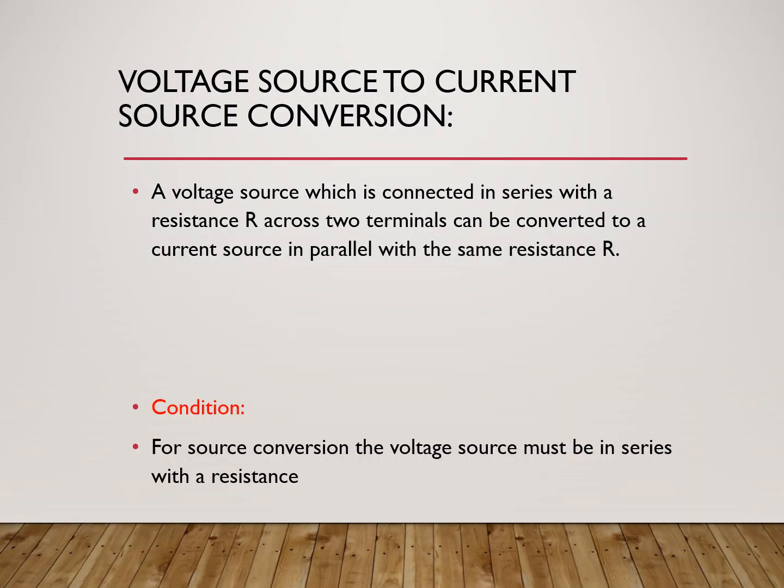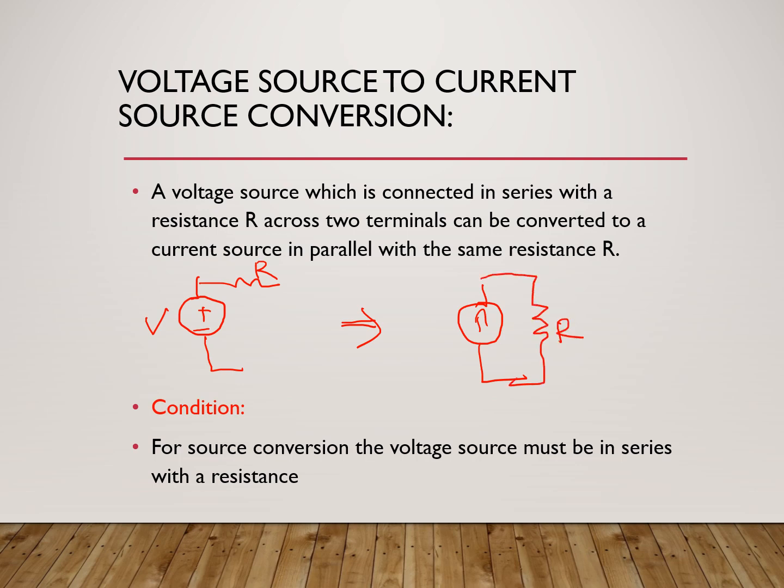In a similar way, a voltage source can be converted to a current source. The voltage source is represented in series with a resistance. This can be converted to an equivalent current source which will have the same resistance in parallel to it. Now what is the value of this current source? This I will be equal to V divided by R. So a voltage source in series with a resistance will be converted to a current source equal to V by R in parallel to the resistance. Again, the condition is that the voltage source must be in series with the resistance. Then only you can convert it to a current source.